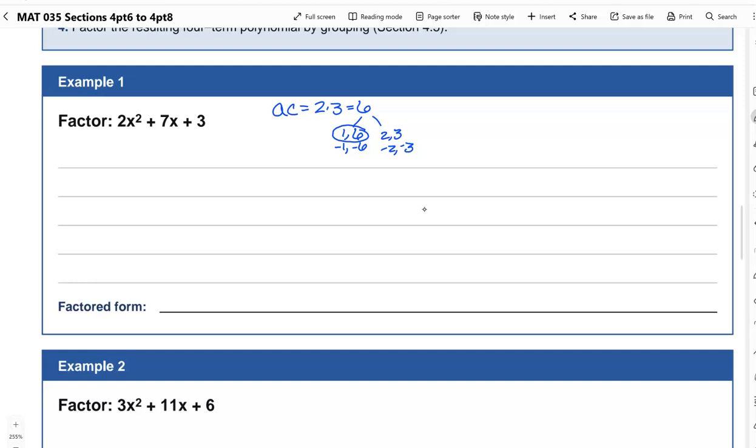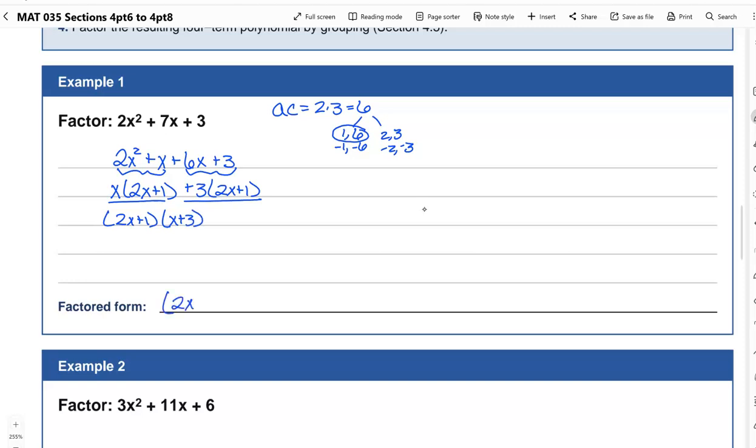So then we're going to do a rewrite step. This is 2x squared plus x plus 6x plus 3. Then we group. So we're going to factor an x out, leaving us with 2x plus 1. I'm going to factor a 3 out, leaving us with 2x plus 1. You can see those have that 2x plus 1 in common. That's going to leave me with an x plus 3. So my factored form is 2x plus 1 times x plus 3.